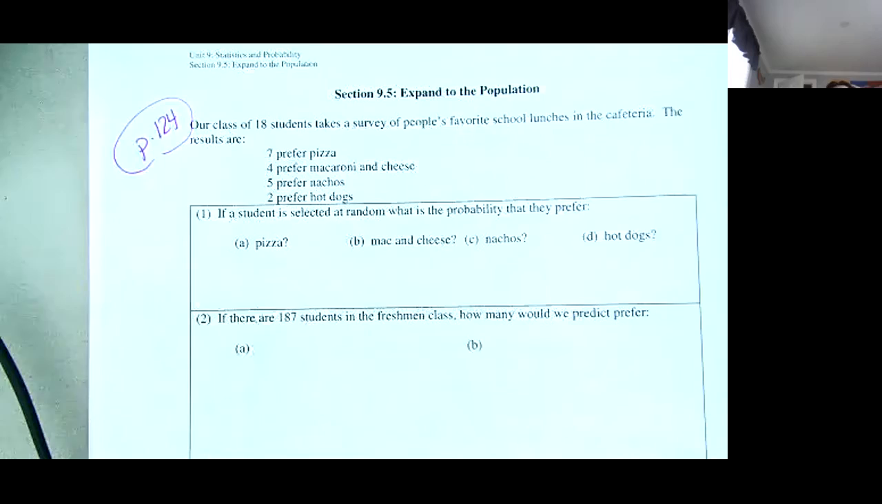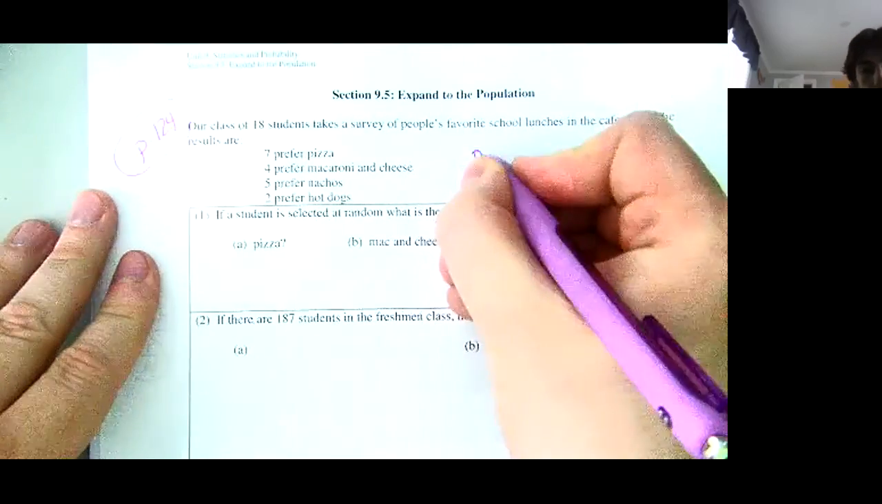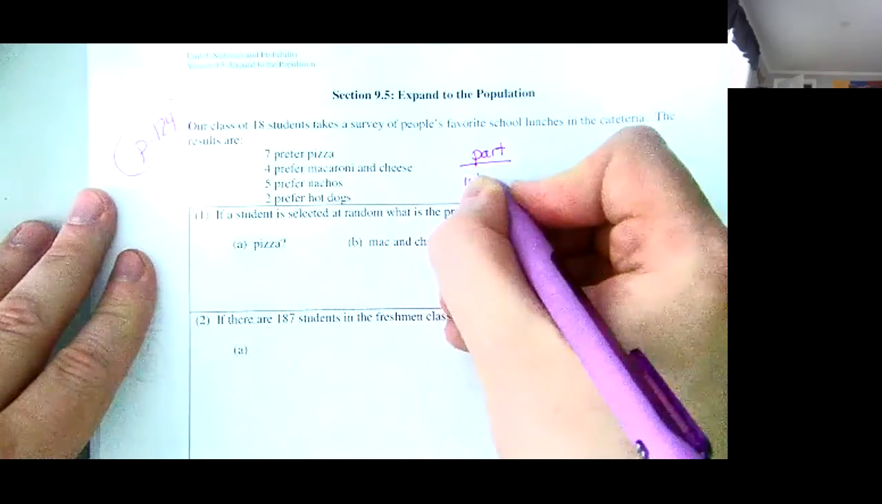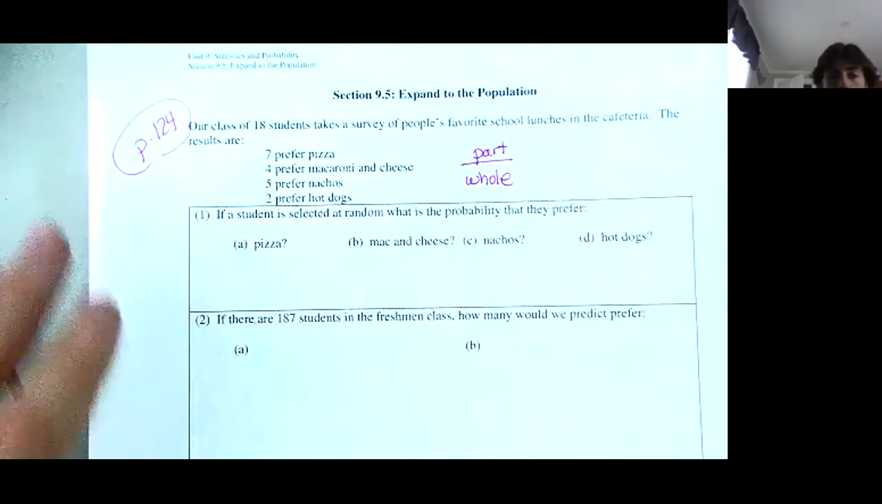Okay, I did a survey, I figured out what people preferred. First question, and this is actually really important because we're going to be using this throughout the rest of this problem to make our predictions. I want to know if I select a student at random, what's the probability they prefer various foods? First of all, what's the probability they prefer pizza? For all these probabilities, I'm going to use that part over whole fraction.